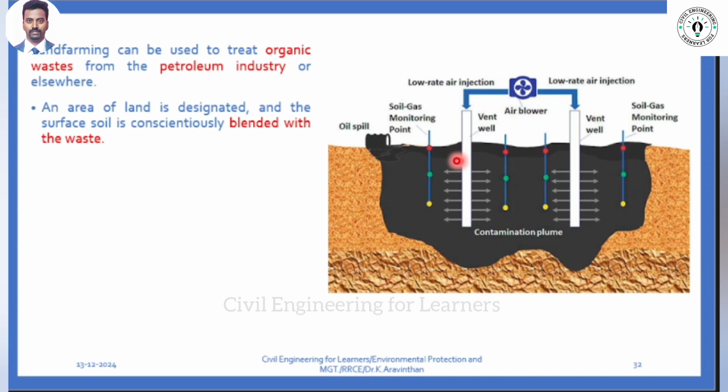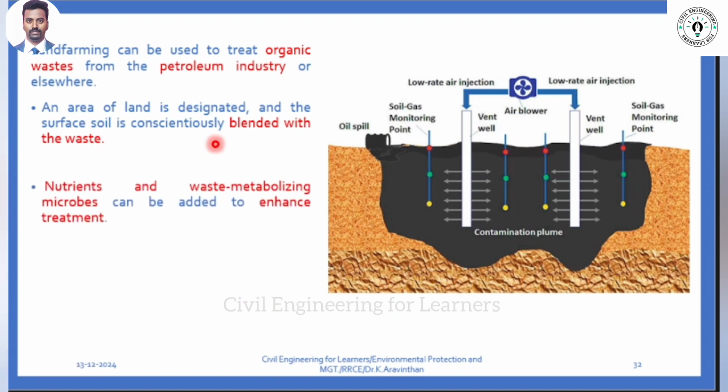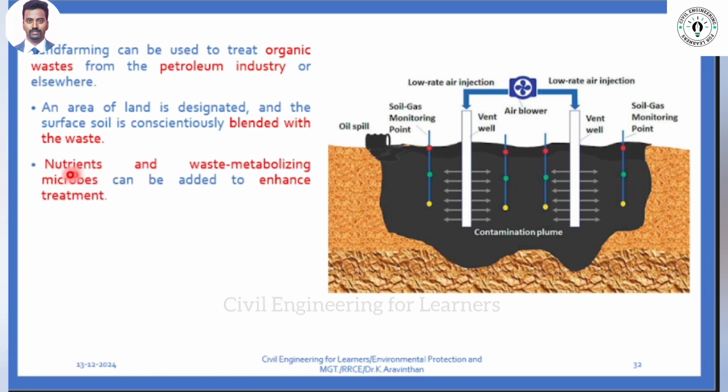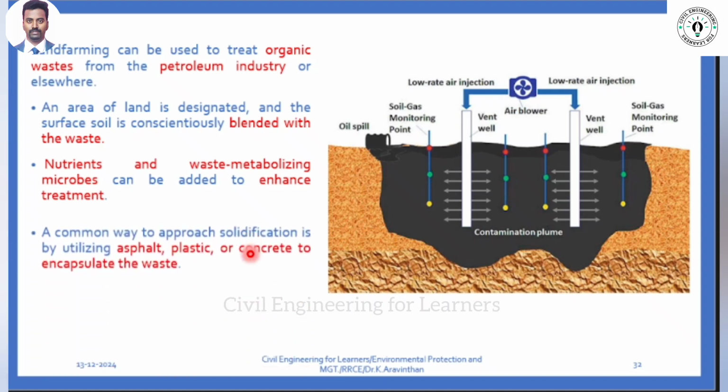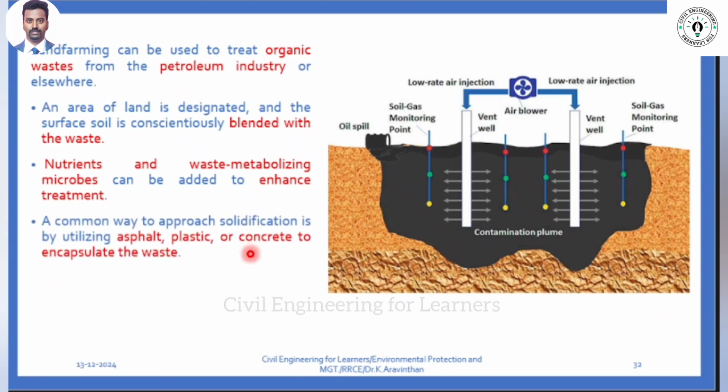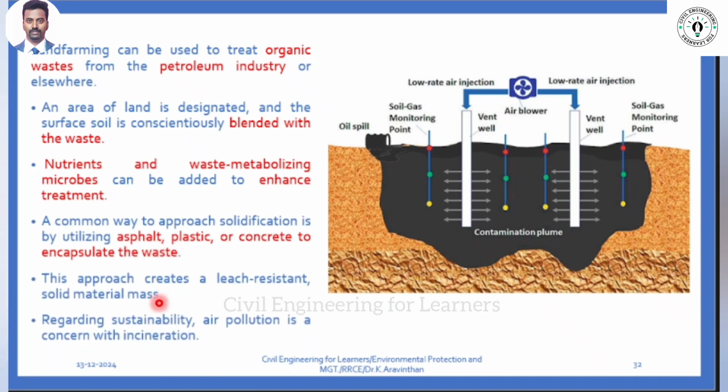So this is one of the treatments where the surface soil is continuously blended with the waste. You can supply nutrients. Through this well, you can blow the air. Can you see a fan here? They blow the air and then send the nutrients. What happens when they send nutrients? It enhances the soil and you can use the soil for natural purposes. The common approaches for solidification are asphalt, plastic, concrete, etc. So you can use these things.